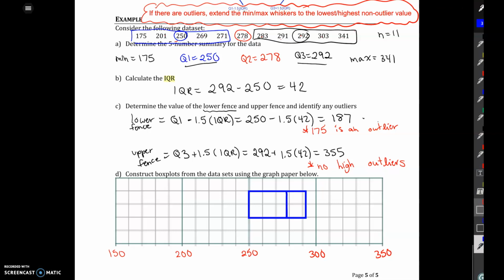Okay, I'm ready to draw my whiskers. So here's where things are going to change a little bit. For my lower whisker, I'm not going to go all the way down to the minimum because my minimum is an outlier. I'm going to go to the lowest number that's not an outlier. So in this case, I'd be going down to 201. Okay, for my upper limit, I'm going to go again to my maximum value. In order to put the outlier on, I label the outlier with a little dot at the appropriate spot. And our box plot is complete. Okay, so now you know how to label a box plot, even if there are outliers, and how to identify outliers.